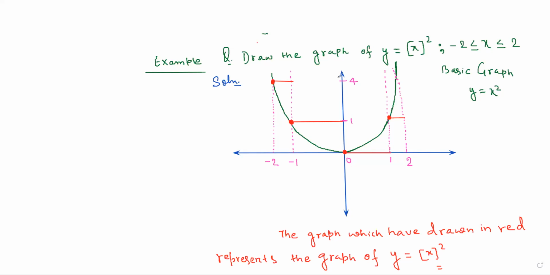Any doubt? Any doubt here? Sir, do we erase the vertical lines? Yeah, you can erase the vertical lines, no problem. The graph which I have drawn in red represents the graph of y is equal to greatest integer function of x whole square. You can also erase the dotted lines.